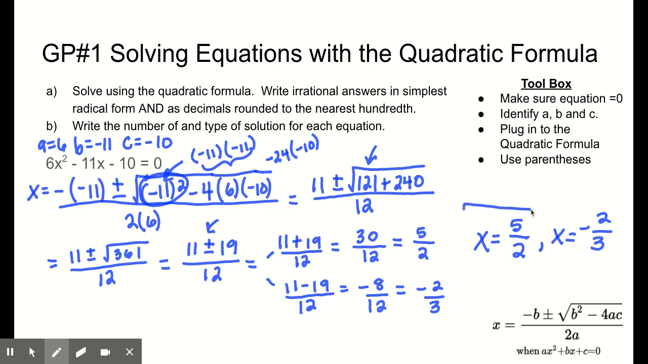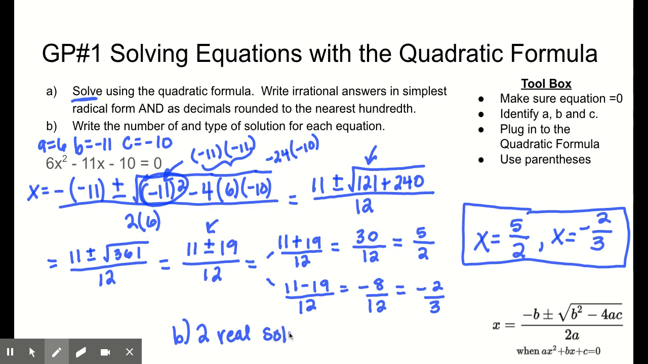So that is the answer to part A of this problem, solve using the quadratic formula. So these are our solutions. For part B, we're being asked to write the number and type of solutions. So here we have clearly two solutions, and neither one of them contain i's, so these are two real solutions. And that is using the quadratic formula.